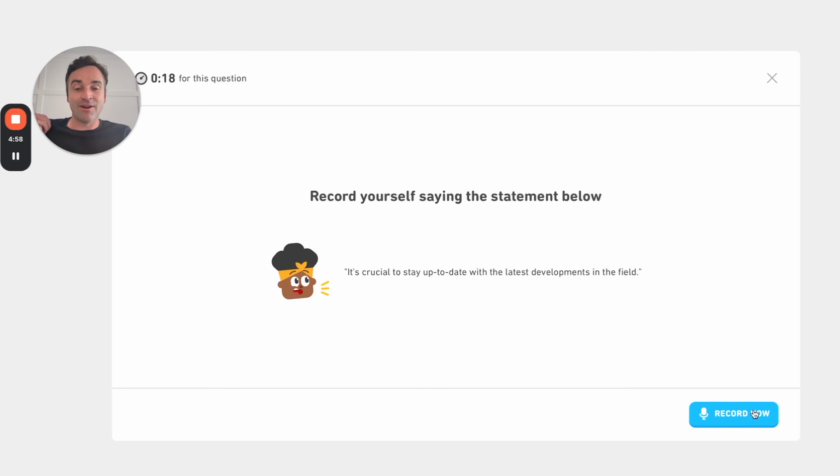This is called read out loud. Basically, you have to read this sentence out loud as naturally as possible. It's crucial to stay up to date with the latest developments in the field.